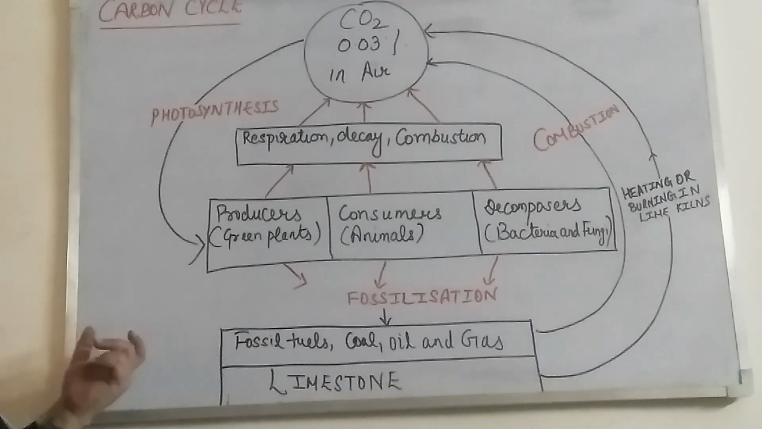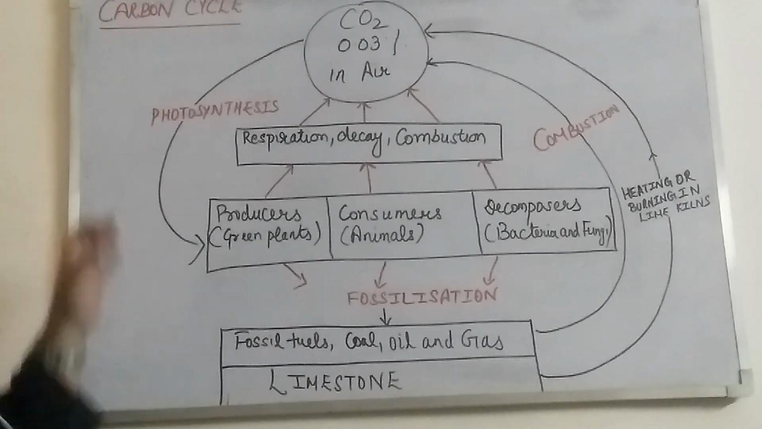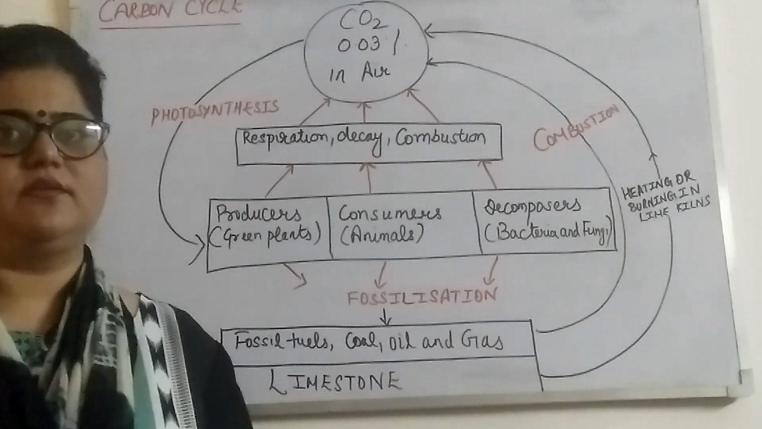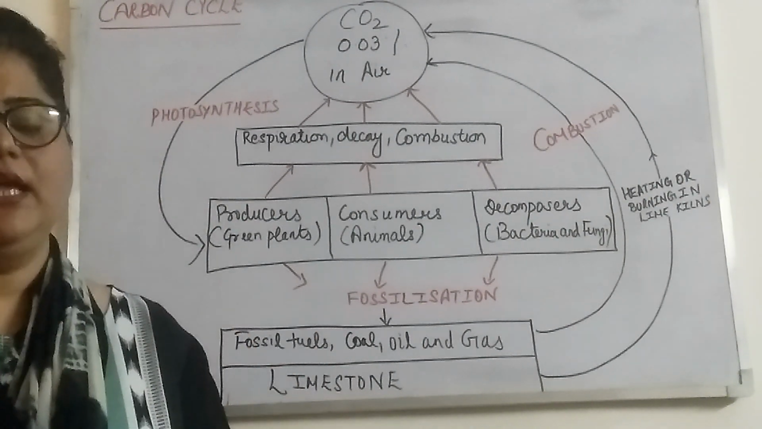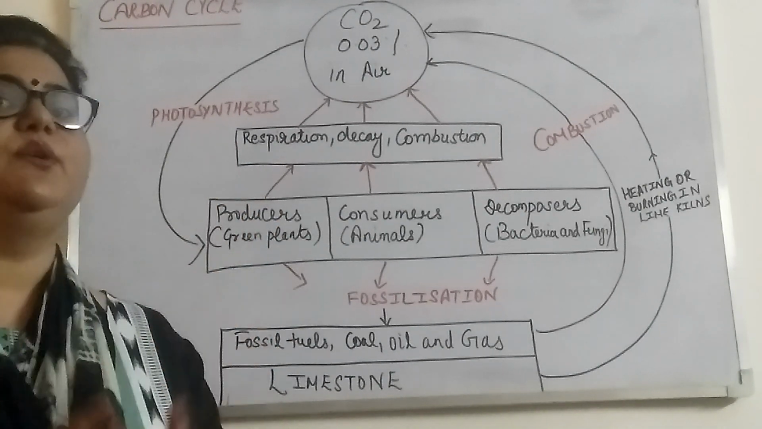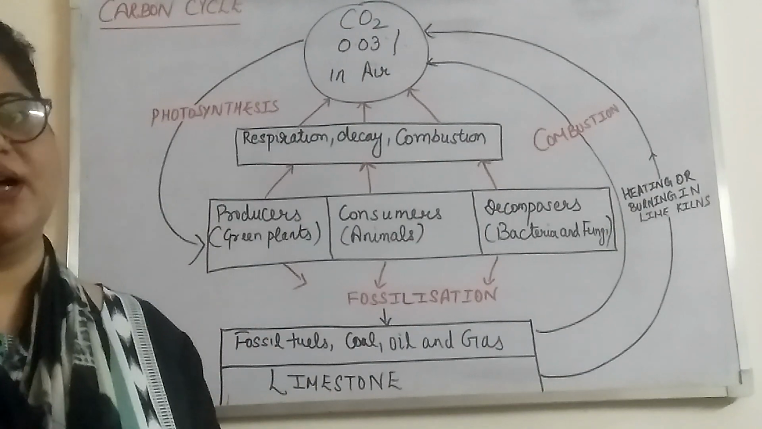Now, the very last part of this chapter, photosynthesis, is the carbon cycle. Now, we all know the benefits of photosynthesis. It provides food to us, okay? Since the producers are the plants, they are the main producers which provide food to us.